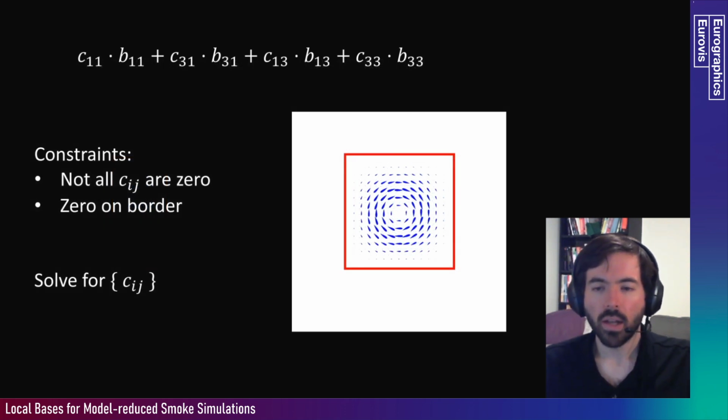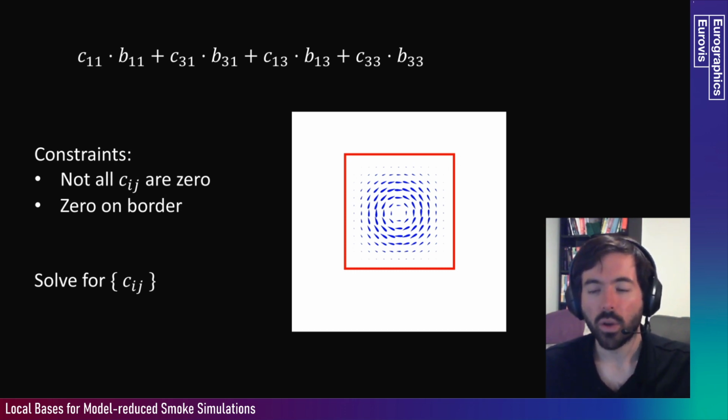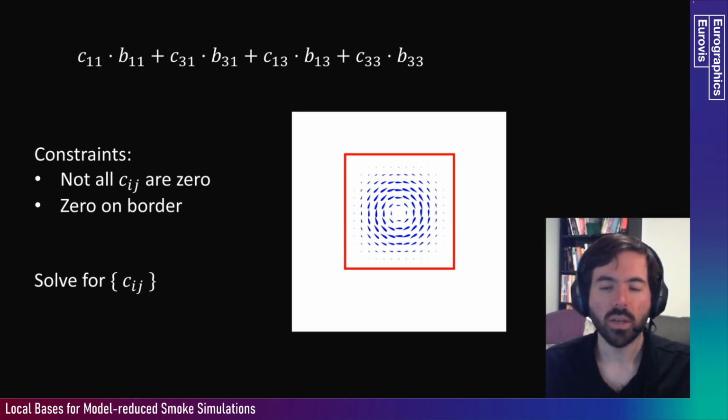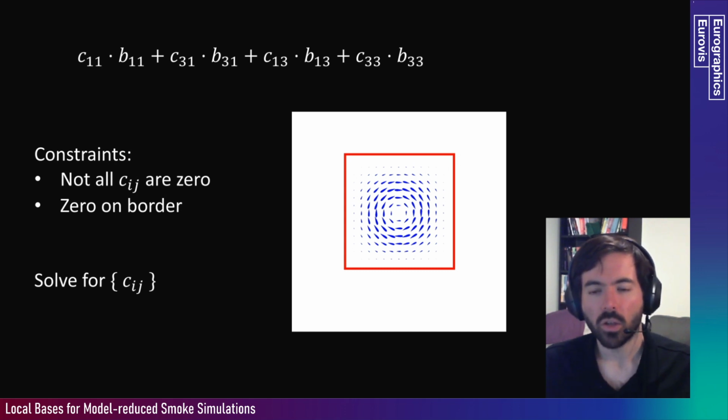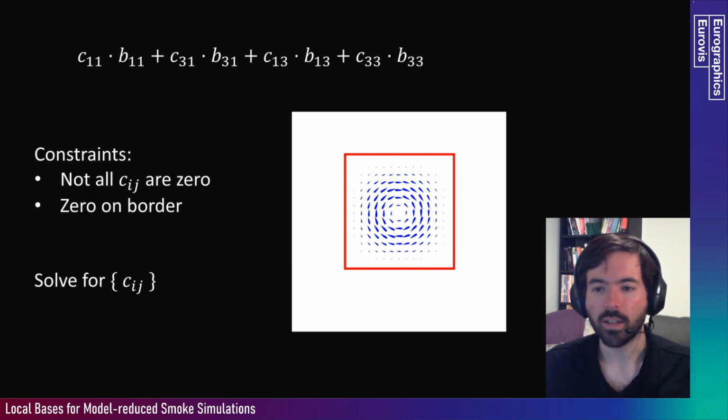in that sum. So we're looking at linear combinations of 4 eigenvectors, b11, b31, b13, and b33. And we have the constraint that we want the resulting vector field to be 0 on the boundary of this red square region. And we also want the coefficients to not all be zeros, otherwise the vector field is just 0 and that's not interesting. So we show in the paper that this can be solved as a linear system, and then the set of coefficients that we find gives us the basis function that we just created in the previous slides.